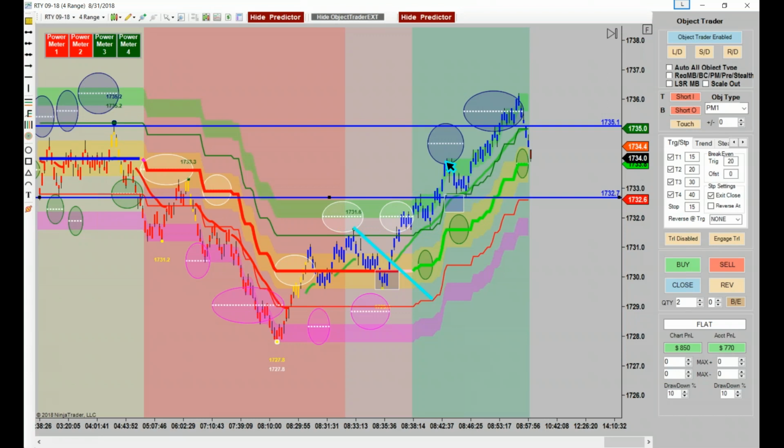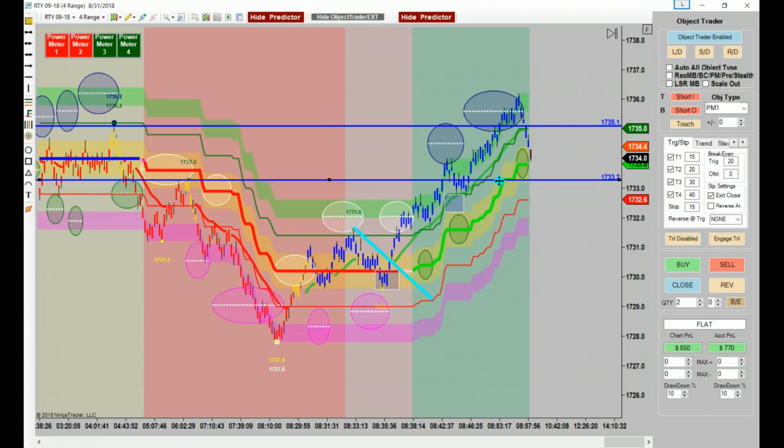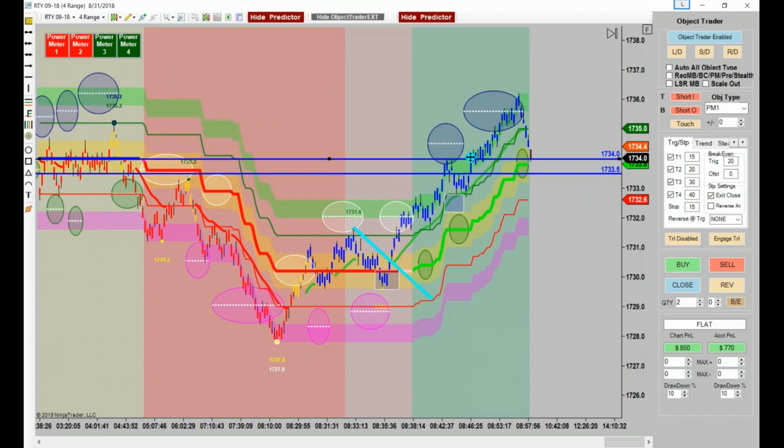So if you look here, you had a thrust, retrace, thrust. So I've got a little swing here and a little swing right there. And that would be my sweet spot on a pullback. Anybody see that in real time? That's what you got to train yourself. You got to train your third eye to see. Okay, that's the whole reason that we use these 4-range bars to begin with.